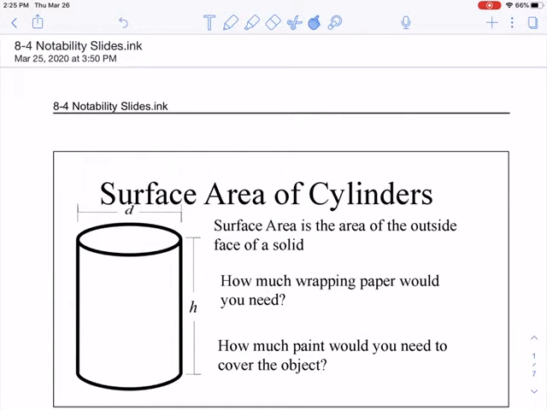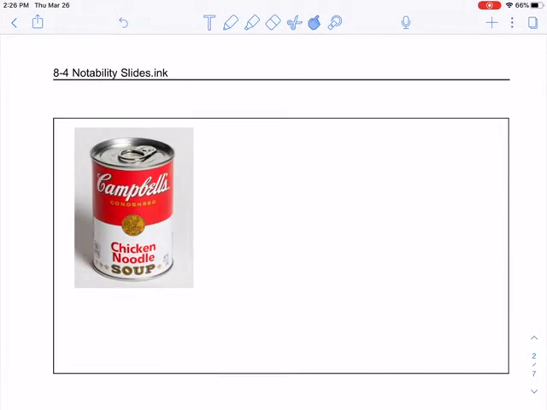Another way to think about it is if you had to wrap an object that was a cylinder, how much wrapping paper would you need? So that's the surface area. It's all the outside face of that solid. Okay, so what we need to talk about before we can come up with a formula for surface area is how we make sense of what it is.